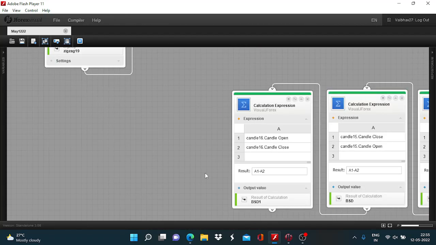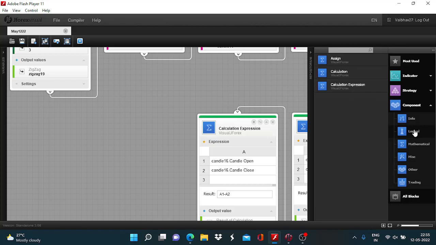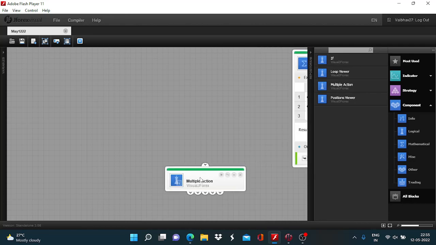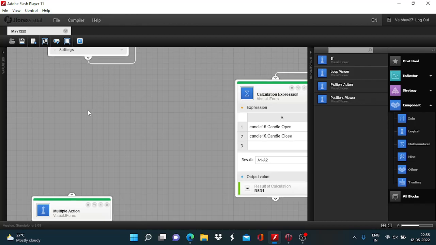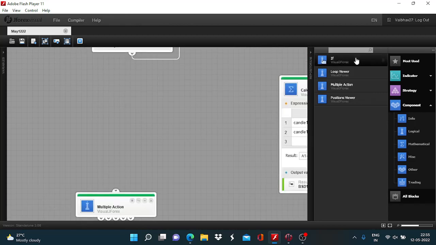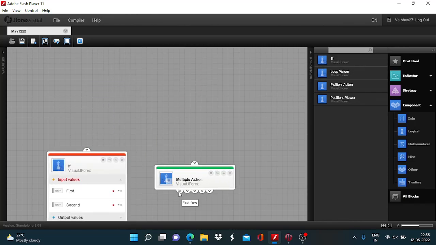And with this, we can now think about setting the conditions with use of the if-else block. So I am now going to logical blocks, multiple action. For the time being, I won't join it here as we are going to need to add a couple of more calculation expression blocks as per my expectations. So instead, we join it to the first flow. All right.